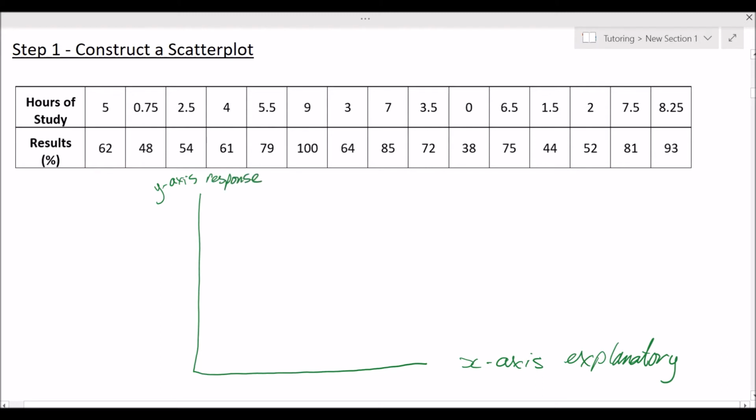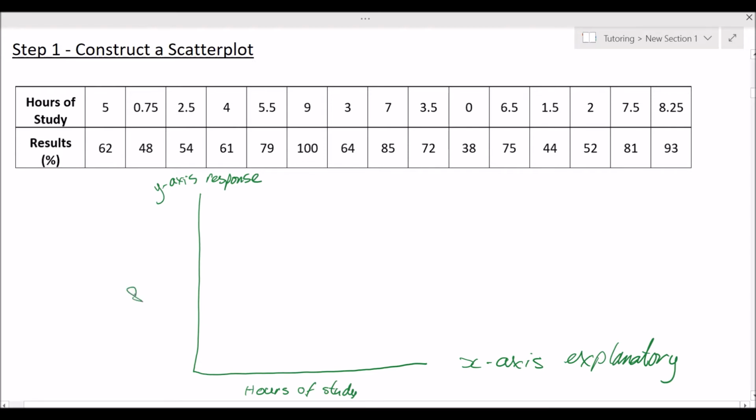So I want you to have a look at our example, and I want you to tell me, or pause the video, write it down, which of those variables do you think is explanatory and which variable is response. Pause the video, write down an answer, and then unpause it, and I will reveal the answer to you. Okay, so our explanatory variable is the hours of study. It makes more sense that the amount of study that you're doing would impact your result rather than the other way round. Your results don't really determine how much study you would do, if that makes sense.